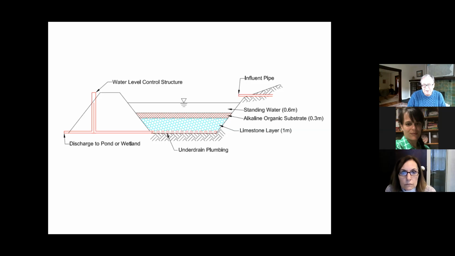Water flows into the vertical flow pond on the surface, flows down through the organic substrate, and benefits from contact with all the microbes and the organic compounds in the substrate and the microbial activity going on there, and then flows down into the limestone substrate, which of course generates alkalinity, and then out.